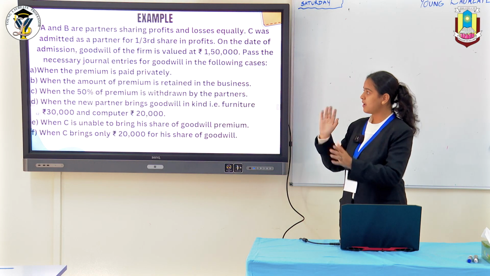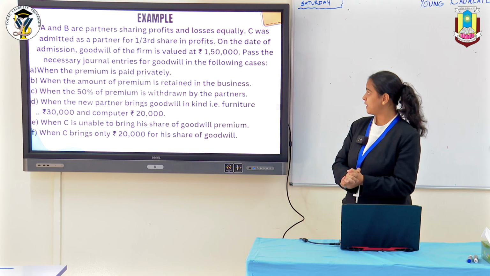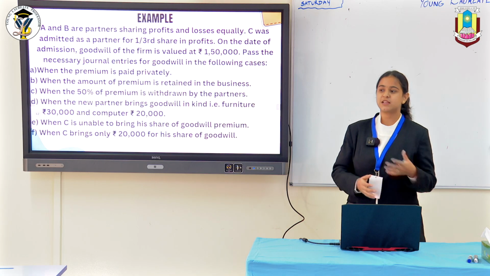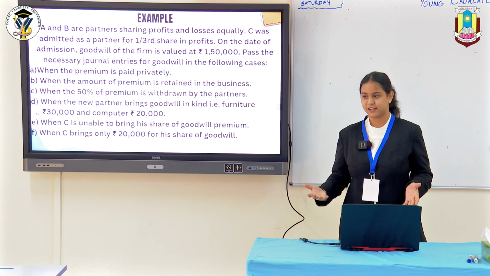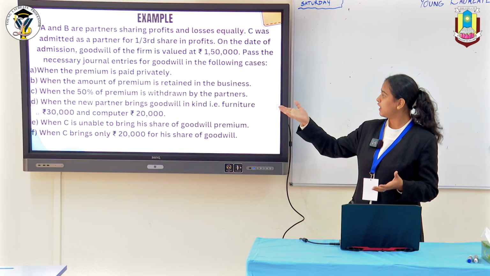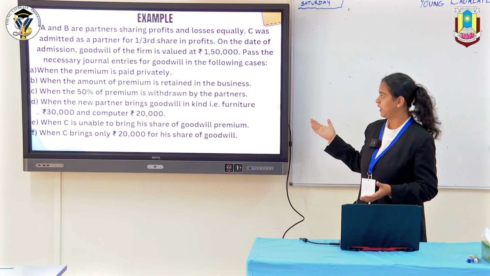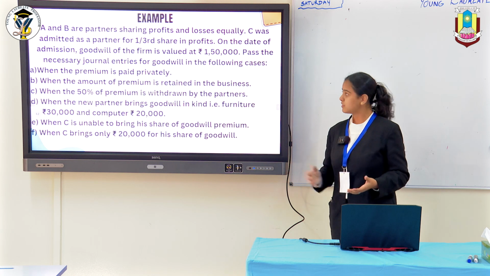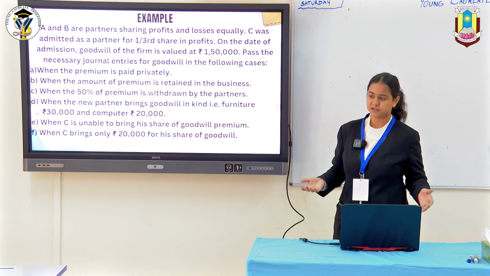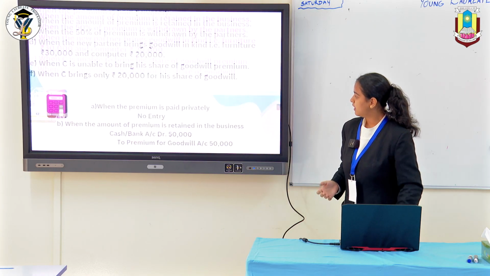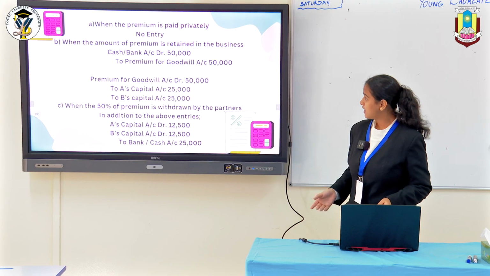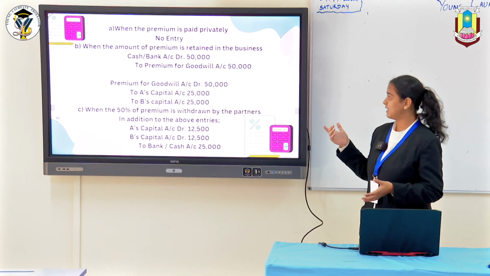So here we can see that the old ratio of A and B is equal, that is 1:1. Since nothing is mentioned in the question, we will assume that the old ratio is equal to the sacrificing ratio. And C is admitted for 1/3 share, and the goodwill of the firm is 1,50,000. So here we can do simple mathematics, 1,50,000 into 1/3. So C's share of goodwill will be 50,000. Now, when the premium is paid privately, no entry will be passed, and when the amount of premium is retained in the business.